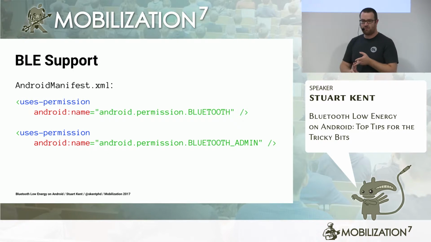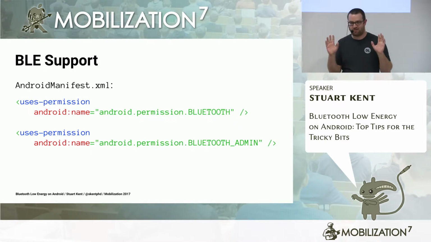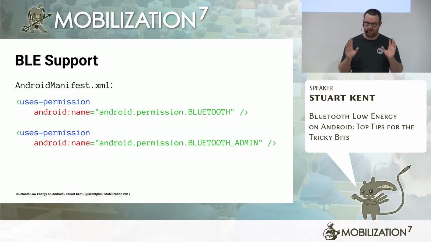Bluetooth admin might sound scary. It might sound like maybe I shouldn't take this until I need it, but it's effectively essential. You can't perform scanning without the Bluetooth admin permission. And if you can't scan, you can't do anything else, so you have to ask for it. Luckily, both of these are normal level, not dangerous level permissions, and so you'll be automatically granted both of these freely.